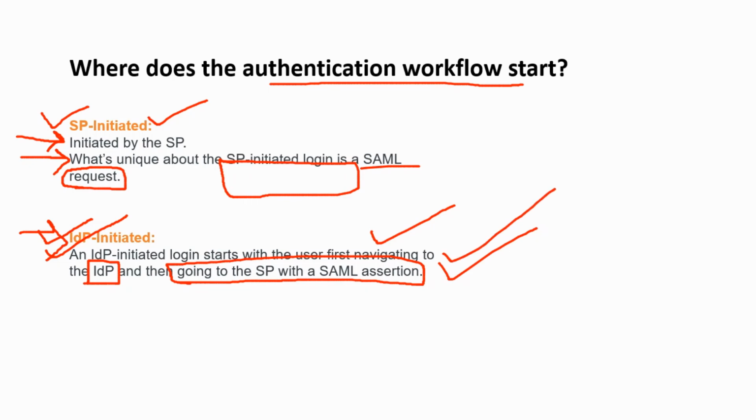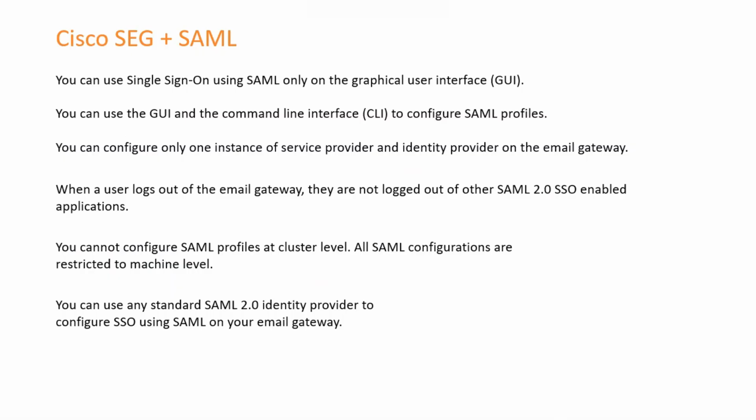Okay, let's move on and let's talk about SAML. What are the different things we can talk about SAML 2.0 inside the Cisco ESA? What are the prerequisites, or maybe what the Cisco ESA supports and whatnot? Let's move on to the other slide. Okay, let's talk about these points. You can use SSO only on the GUI, not on the CLI. However, you can configure SAML in the Cisco Secure Email Gateway using the GUI or the CLI as well. So it's configurable from both the places, the GUI as well as the CLI.